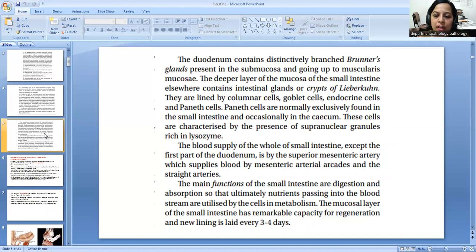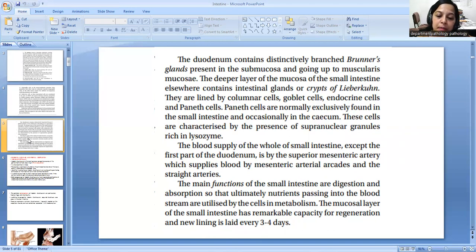So here we can see that the duodenum contains distinctively branched Brunner's glands present in the submucosa and going up to muscularis mucosae. The deeper layer of the mucosa of the small intestine elsewhere contains intestinal glands or crypts of Lieberkuhn. They are lined by columnar cells, goblet cells, endocrine cells, and Paneth cells. Paneth cells are normally exclusively found in the small intestine and occasionally in the cecum. These cells are characterized by the presence of supranuclear granules, which are rich in lysozyme.